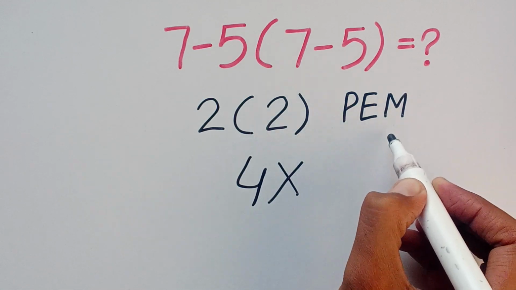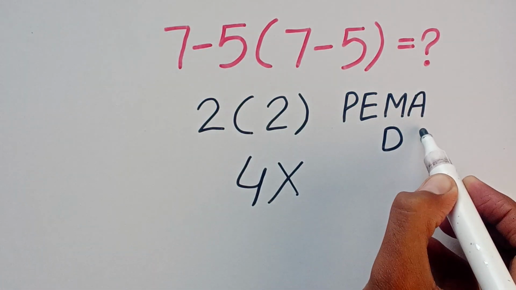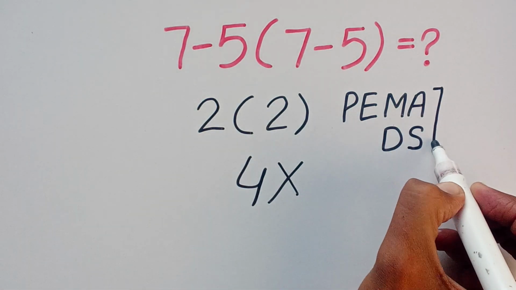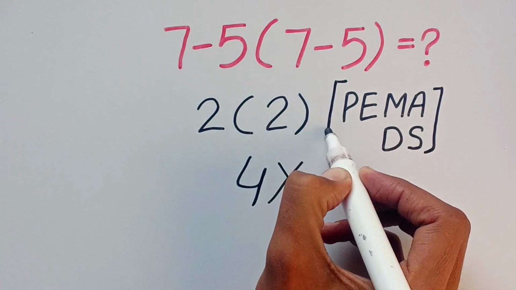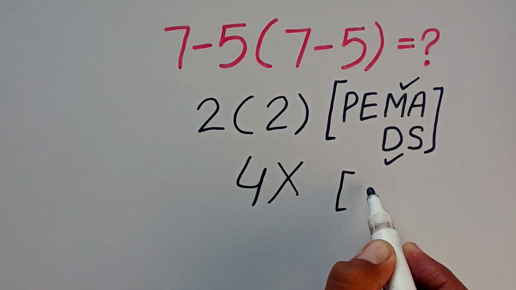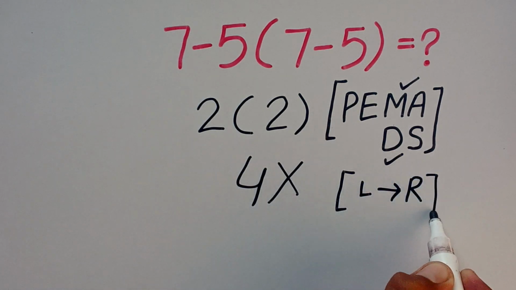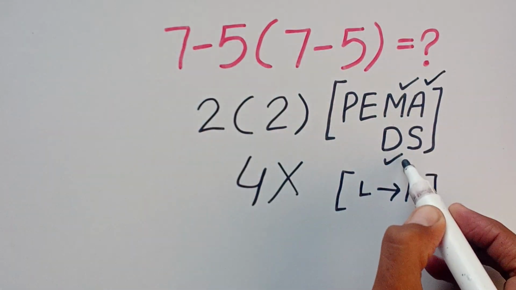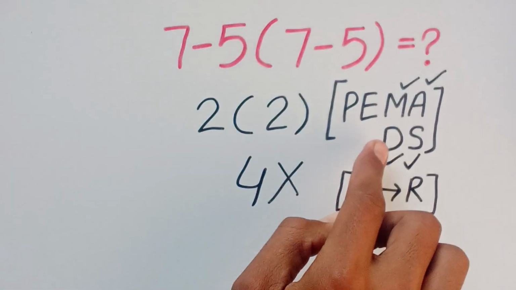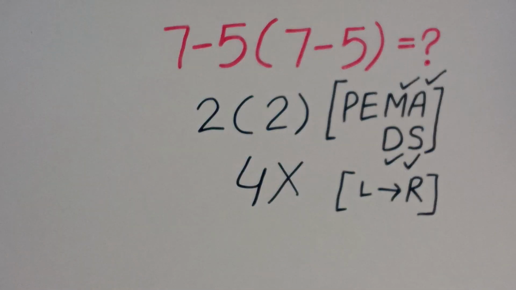According to the PEMDAS rule, first we solve parentheses, then exponents, then multiplication and division, after that addition and subtraction. Dear student, multiplication and division have equal priority and we solve them from left to right. Similarly, in the case of addition and subtraction. Remember that multiplication and division have higher priority than addition and subtraction.